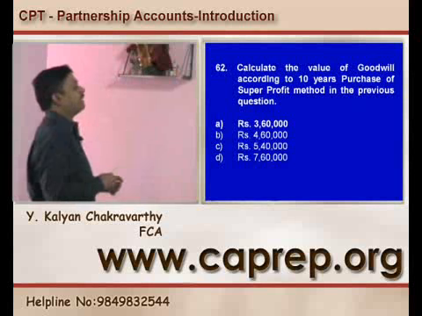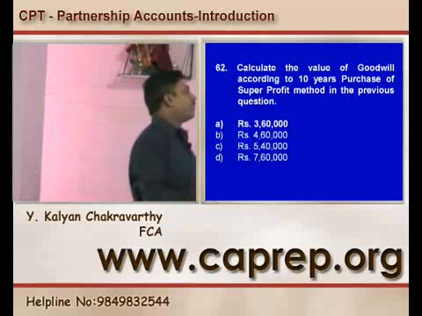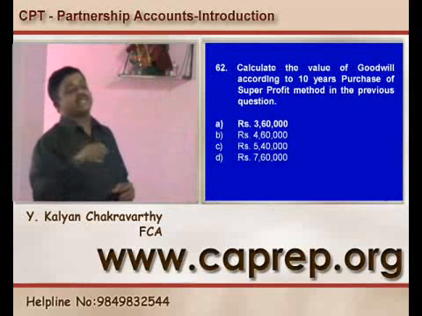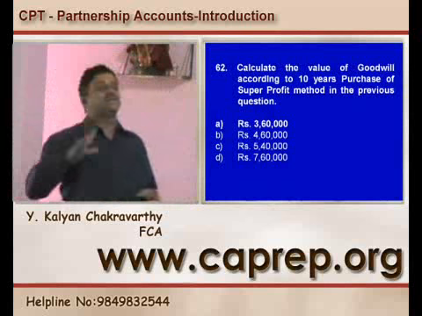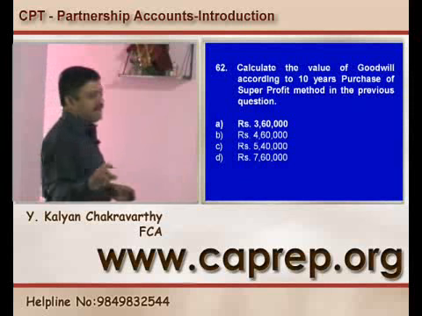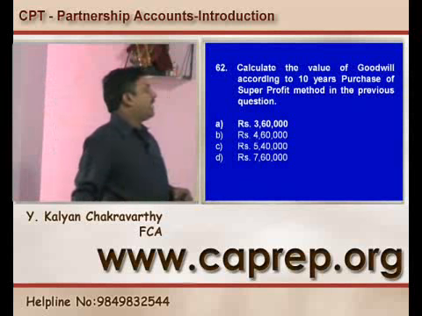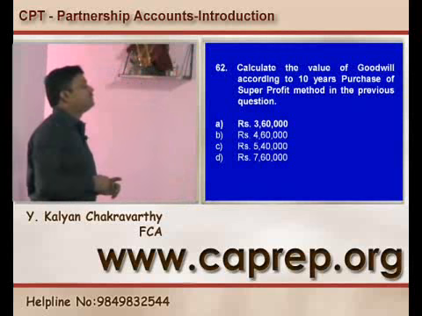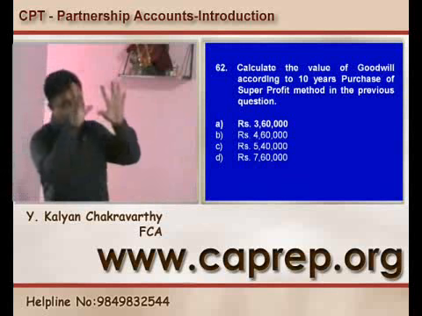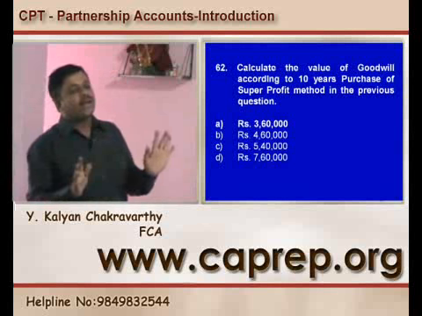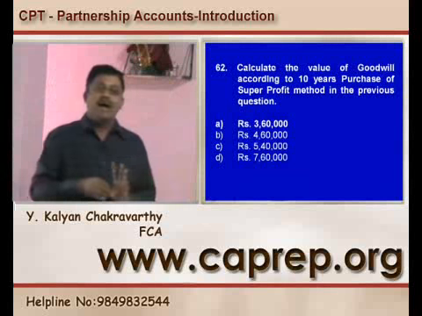So super profit is equal to 2 lakhs minus 1 lakh 64,000, which is 36,000. For 10 years super profit, 10 into 36,000 is equal to 3 lakh 60,000. Once formula and methodology is clear in your mind, this is not a very big problem.